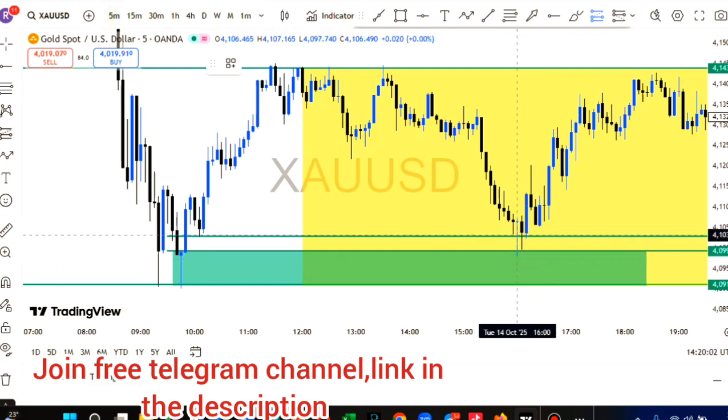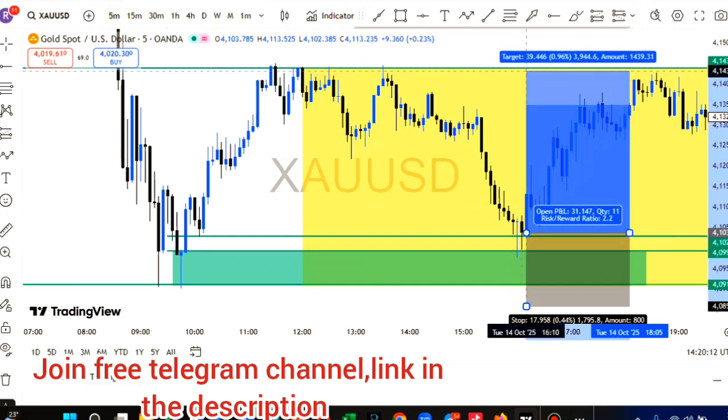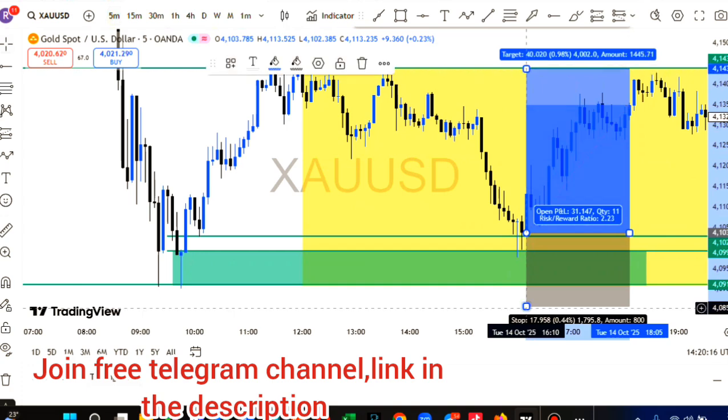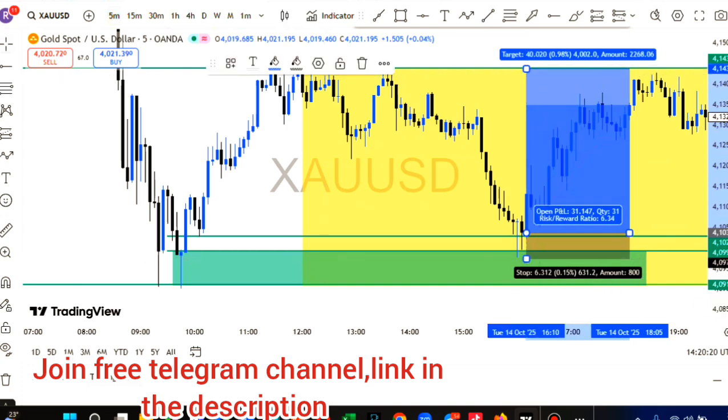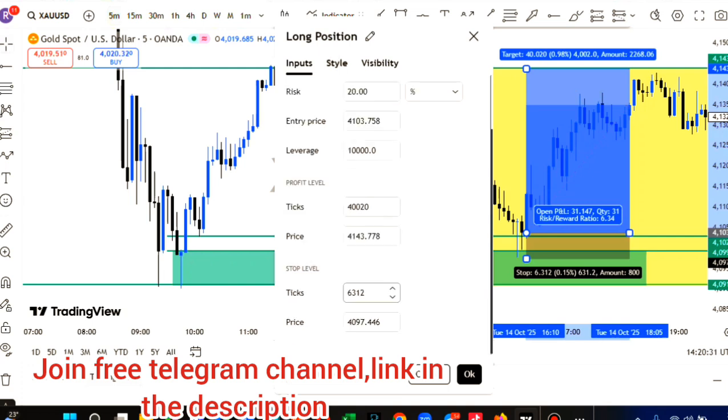So this was the trade. This market gave me some sort of rejections here. I went and executed this trade with a very good risk to reward ratio. I was targeting this high here. And my risk is always 50 pips on gold. Sorry guys, my risk is always 50 pips.